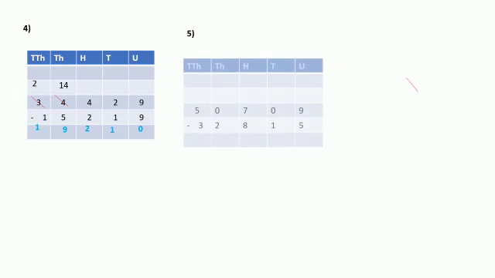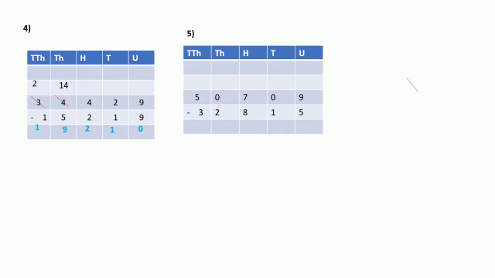Next question, that is the fifth one. Units place, 9 minus 5 is 4. 0 minus 1, subtraction is not possible. So in this case, we are going to borrow one number from hundreds place, that is from number 7. After borrowing, 7 will become 6, and in tens place, 0 will become 10. 10 minus 1 is 9.